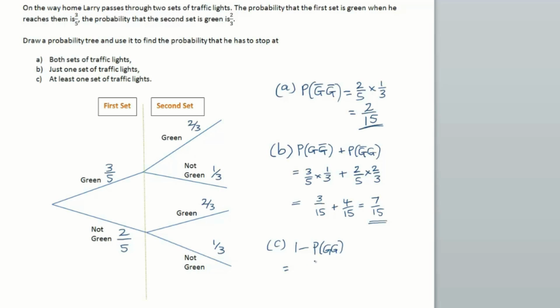So whenever we get an at least, it will invariably be most of the branches, if not all but one, in which case a quicker solution is to subtract the one that it doesn't include. So it's 1 take away 3/5 multiplied by 2/3, which is 1 take away 6/15, which is 9/15. And we can simplify this down. 3's into the top go 3, 3's into the bottom go 5.